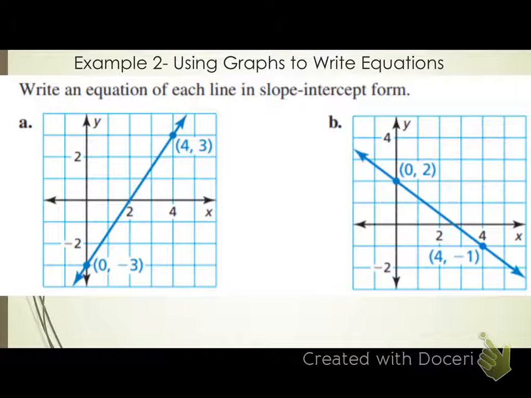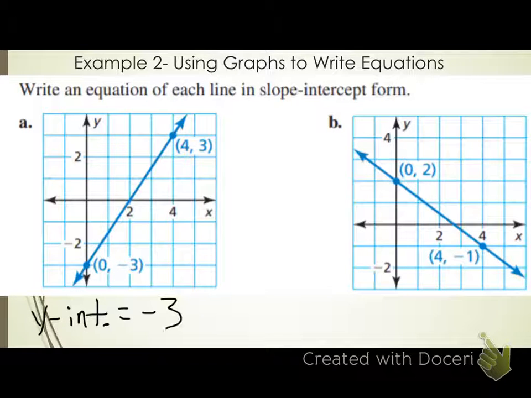Now it gives us graphs. Write an equation of each line in slope-intercept form. So it gives me a line. It wants me to come up with the equation of this line in slope-intercept form. Does it blatantly tell me what the slope is? No, it does not. Does it blatantly give me my y-intercept? Yes. What is it? -3.